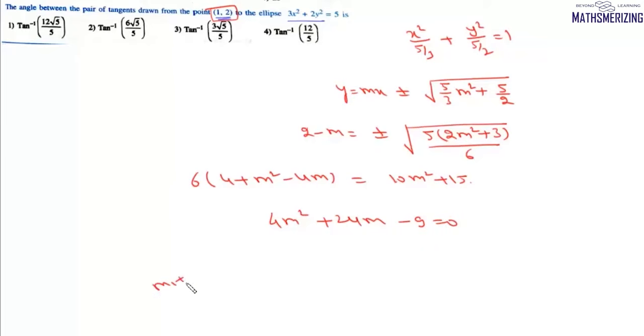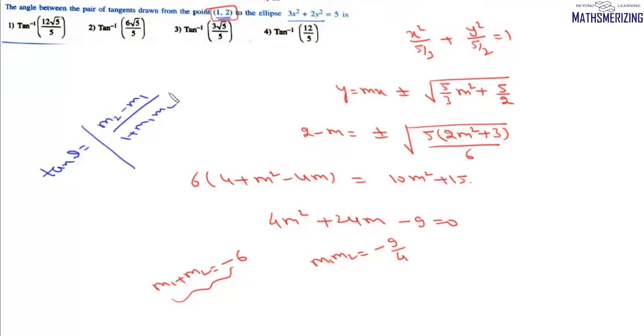So we can write the sum of roots, which is m1 plus m2. So m1 plus m2 in this case will be minus b upon a. There will be 24 upon 4, and that should be 6. So m1 plus m2 is minus 6, and the product of roots, which is m1 into m2, is simply minus 9 by 4. Now we need to find the angle between these two tangents. Now we know that the angle between two lines is given by tan theta, and it is (m2 minus m1) upon (1 plus m1 m2).